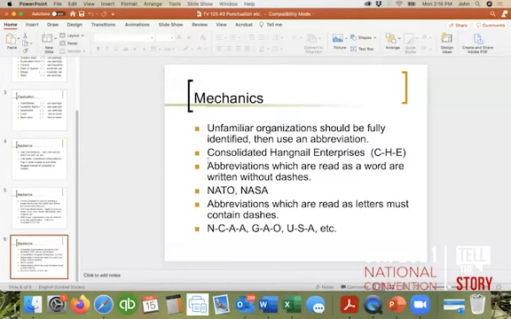Abbreviations which are read as a word are written without dashes, NATO, NASA, etc. Abbreviations which should be read as letters should be with dashes. N-C-A-A, G-A-O, U-S-A. Again, that forces the anchor to make sure that they say every single letter.